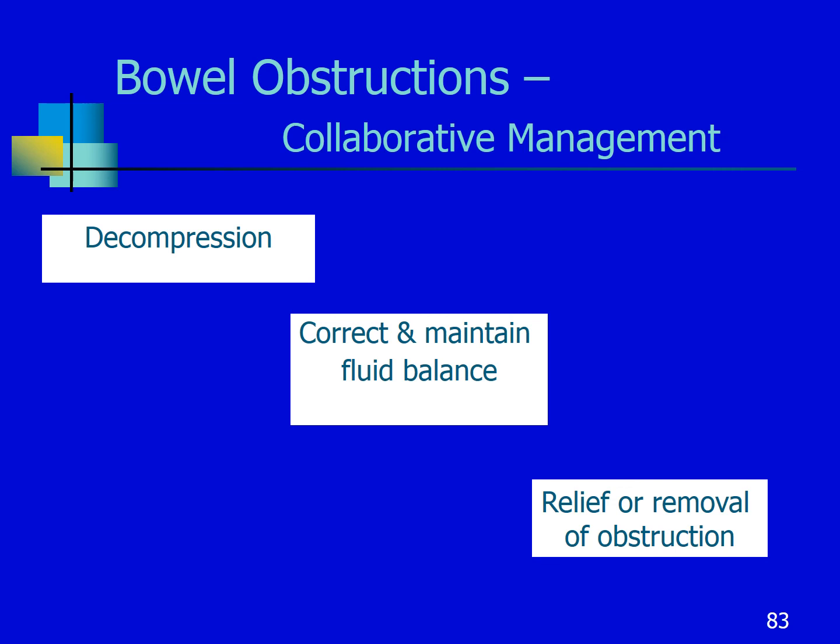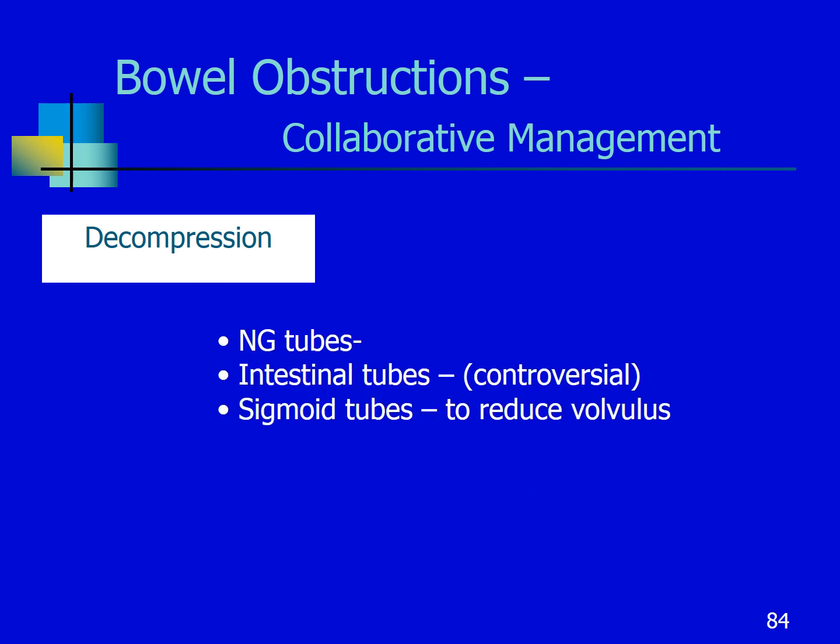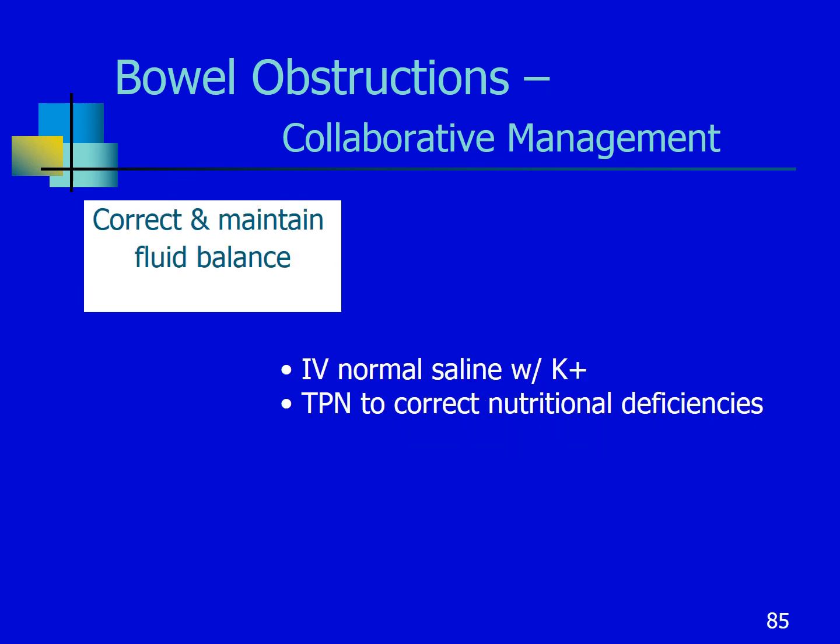So what is the collaborative management? We want to decompress. We want to correct the fluid volume, right? And relieve or remove the obstruction, right? Next slide. So how do we decompress? We decompress by putting an NG tube down to drainage. Next slide.